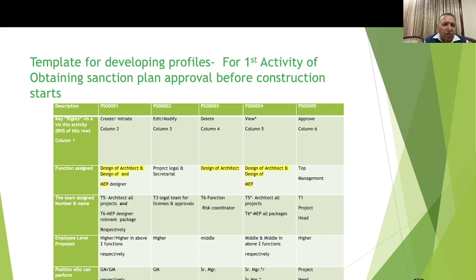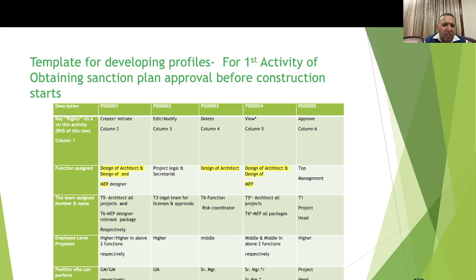The first one, column 2, is creating, column number 3 is editing or modifying, third is deleting, fourth one is viewing, and fifth one is approving. I mean, who should be developing and initiating these sanction plans, who should be modifying them, who should be deleting them, who can view them, and who can finally approve them before submission.